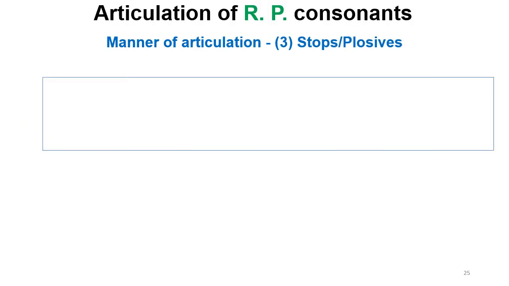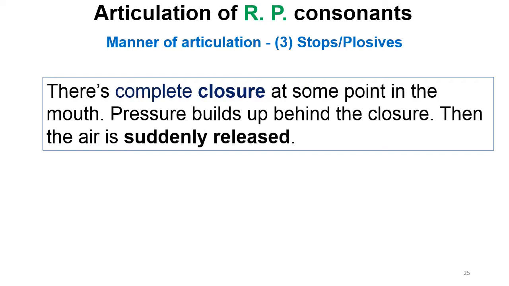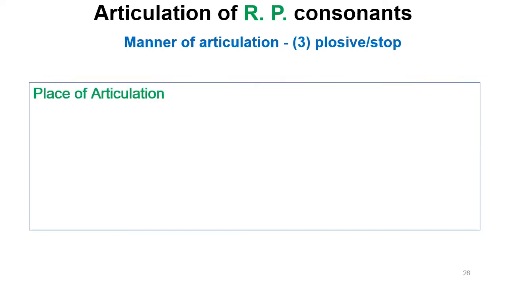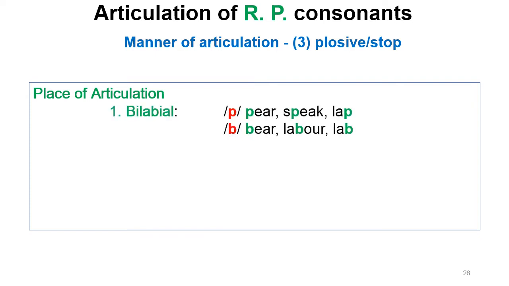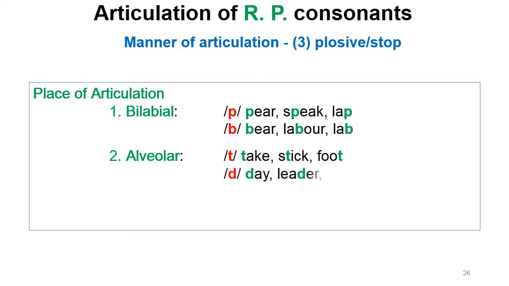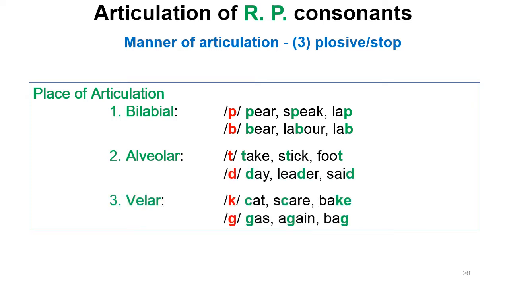To produce a plosive, we block the air completely at some point in the mouth. There's pressure behind the closure, which we release suddenly, so we get the plosive or the stop. We have 6 plosives in English: the bilabial pair p and b, the alveolar pair t and d, and the velar pair k and g. Look at the examples.